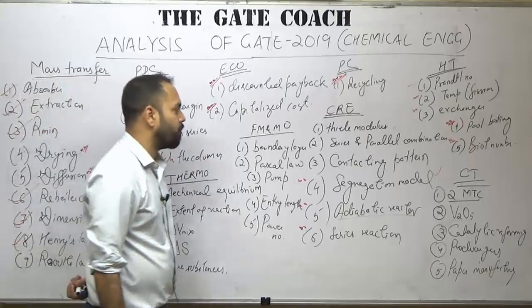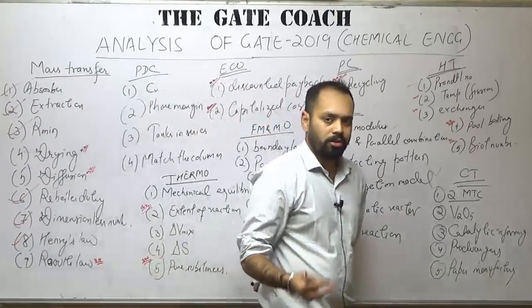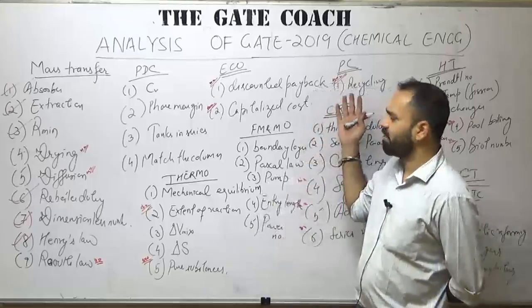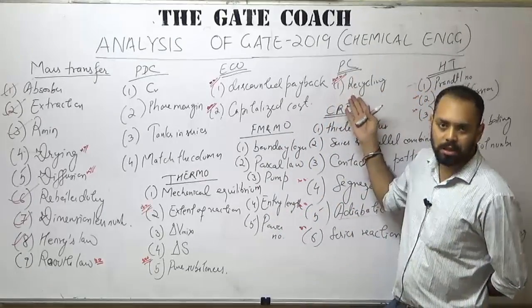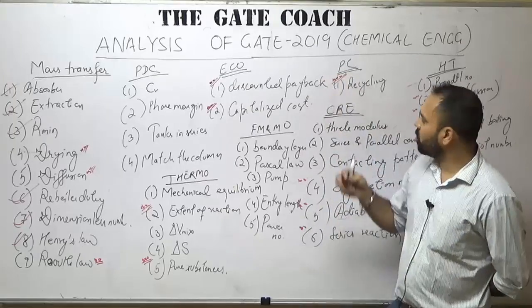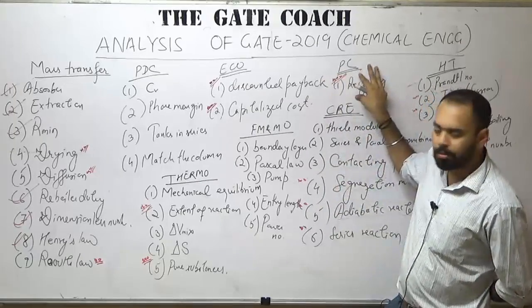If you see the problem in process calculation, when there was a CSTR, you can also consider this in CRE, however I am considering this in process calculation. There was a CSTR and also there was a recycling problem. So this problem can be considered as a difficult problem.